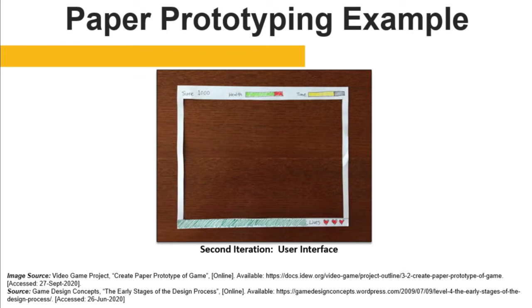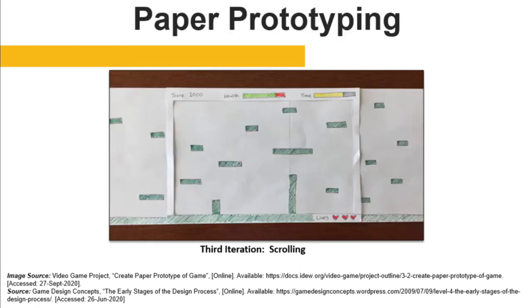For the second iteration, the image shows what the user interface will look like when converted into a digital form of the game. The image shows the score, health, time, lives, etc., which are all important factors of the game. What is good here is that we can put into place the possible content of the game, which would possibly have an impact if we overlook it.